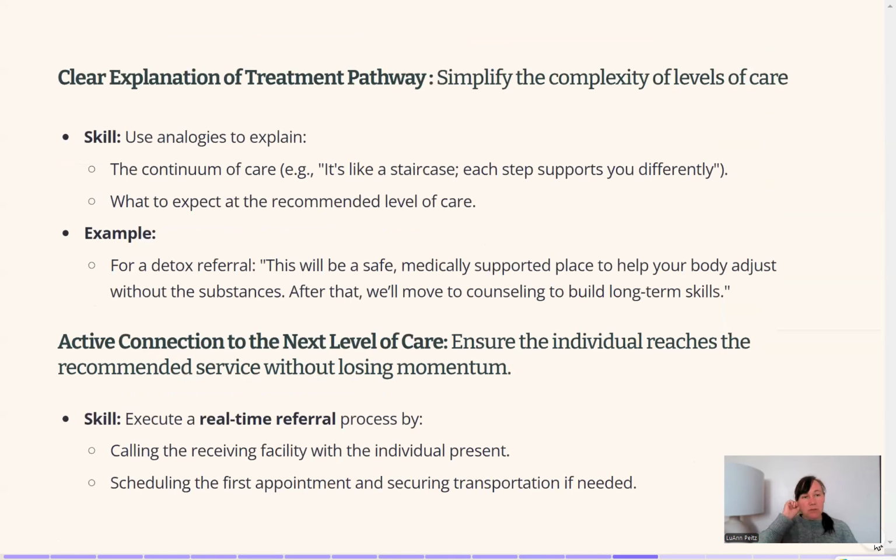So then we want to do a clearer explanation of the treatment pathway. The skill would be to use analogies to explain the continuum of care. It's like a staircase. Each step supports you differently. And then you talk about what to expect at the recommended level of care. For example, a detox or withdrawal management referral would be, this will be a safe, medically supported place to help your body adjust without the substances. After that, we'll move to counseling to build long-term goals and skills.